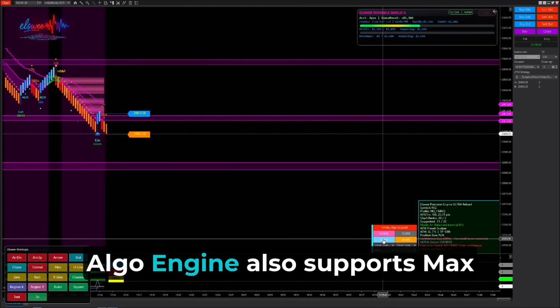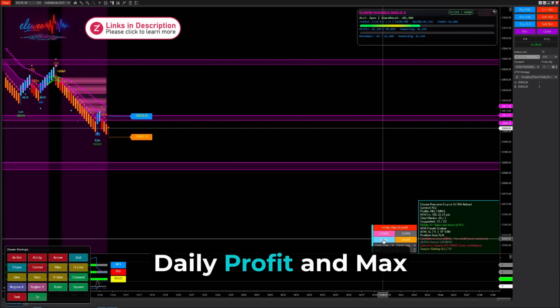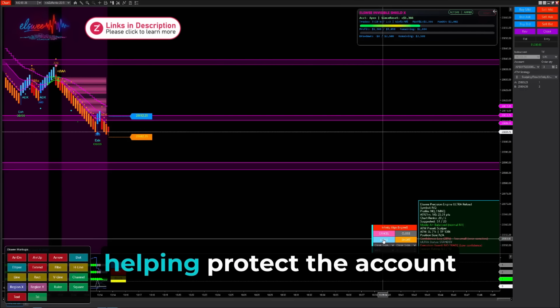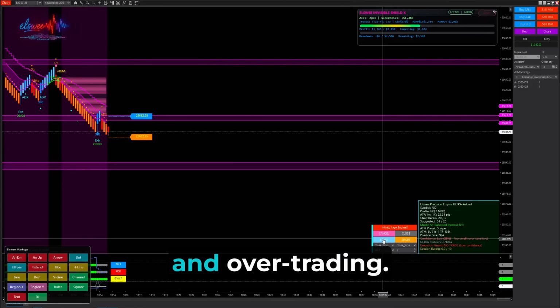The Infinity Algo engine also supports max daily profit and max daily loss limits, helping protect the account from excessive losses and overtrading.